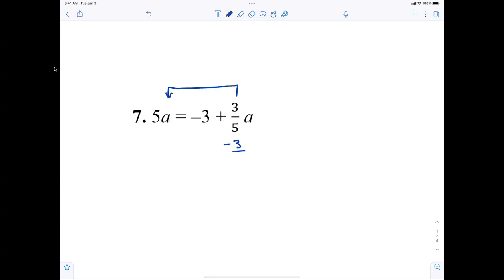Now, everybody stop what you're doing and put your eyes up on the board. I want everyone to be able to tell me what's 5 minus 3/5. You could say 4 2/5. Yes, but I don't want to do 4 2/5.